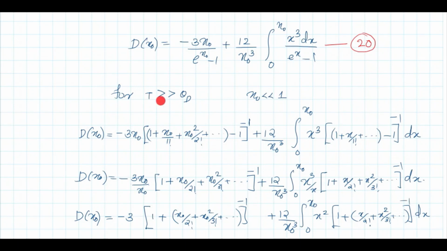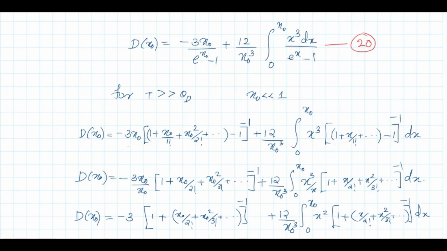Now for T very much greater than theta D, that is for x naught very much less than 1. If x naught is very much less than 1, you can expand this like this: D of x naught equal to minus 3x naught, e raised to x naught is 1 plus x naught by 1 factorial plus x naught square by 2 factorial plus etc., minus 1, the whole raised to minus 1. This is in the denominator, so there is the whole raised to minus 1, plus 12 divided by x naught cube, integral 0 to x naught, x cube is here, 1 by e raised to x minus 1 becomes 1 plus x by 1 factorial plus etc., minus 1, the whole raised to minus 1 dx.